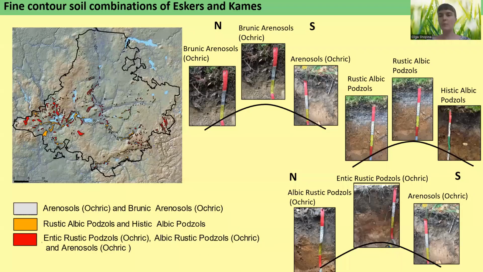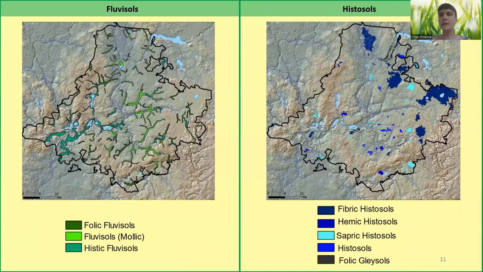There are 3 types of soil-fine contour combination of eskers and kames, which are most widespread in the southern part of the national park. Peat soils include oligotrophic, mesotrophic, and eutrophic ones. They are prevalent in the northern and northeastern part of the national park within the fluvioglacial plain. Fluvisols have developed along areas of river floodplains and lake terraces. Some floodplains are represented by post-agrogenic fluvisols mollic.